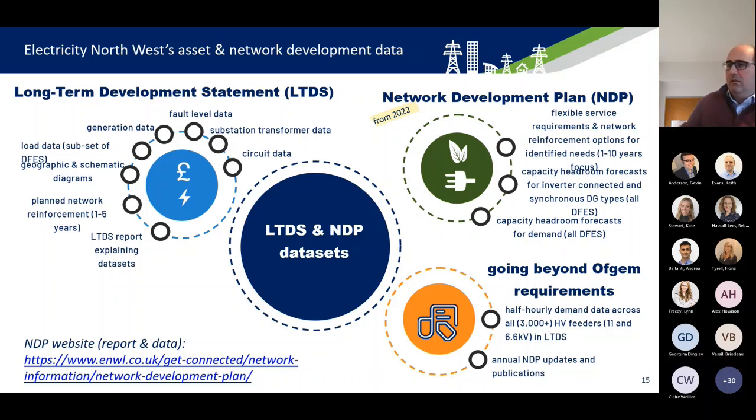And at this point, I'm going to hand over to my colleague, Gavin Anderson, who will do a deeper dive into the network development plan.